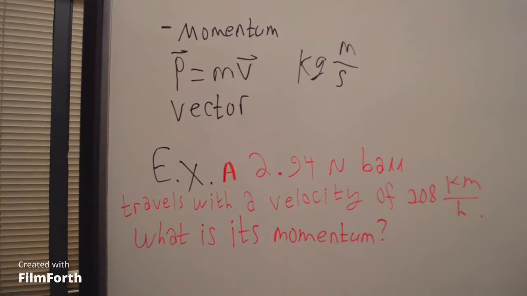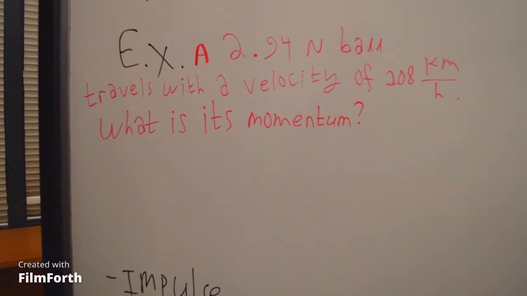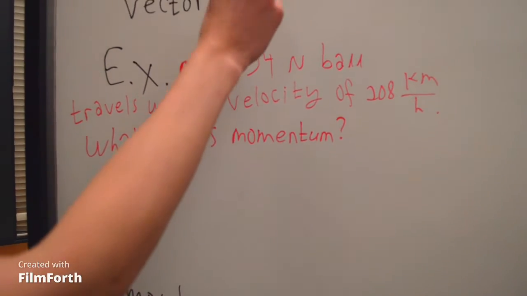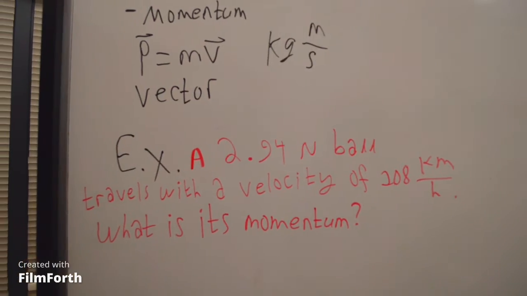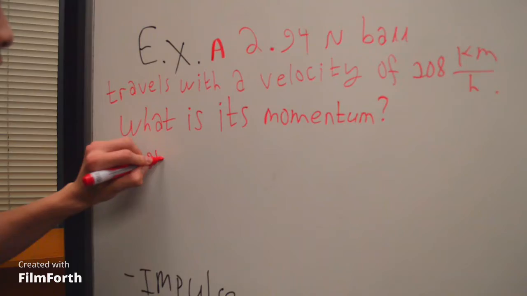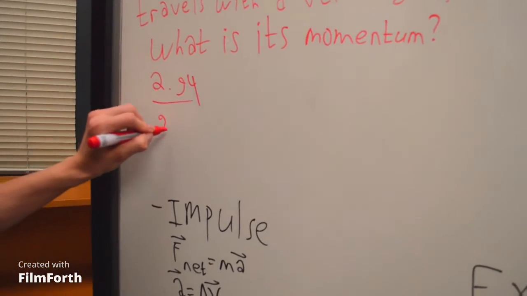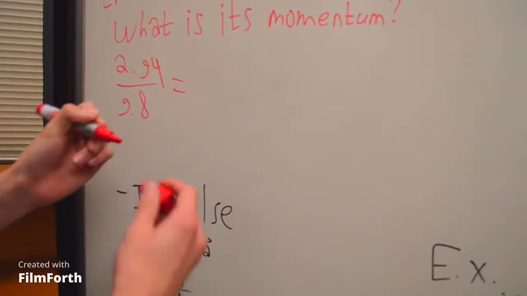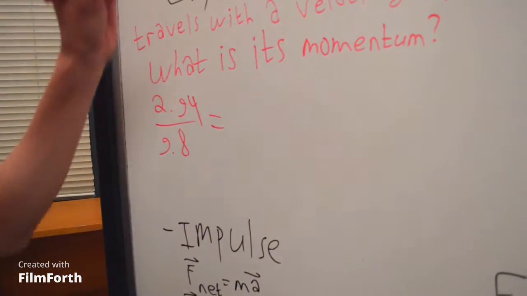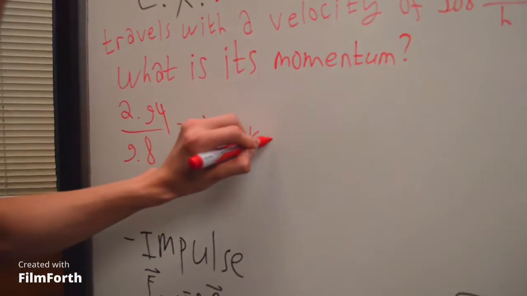Now, let's do an example together. A 2.94 Newton ball travels with a velocity of 108 kilometers per hour. What is its momentum? Well, let's see. Recall that momentum is in the units of kg meters per second. So first, let's convert the 2.94 newtons into kg. So we take 2.94 newtons, divide by the acceleration due to gravity on Earth. Yep, we're assuming this is on Earth. 2.94 divided by 9.8, 0.30 because sig fig, 0.30 kg.